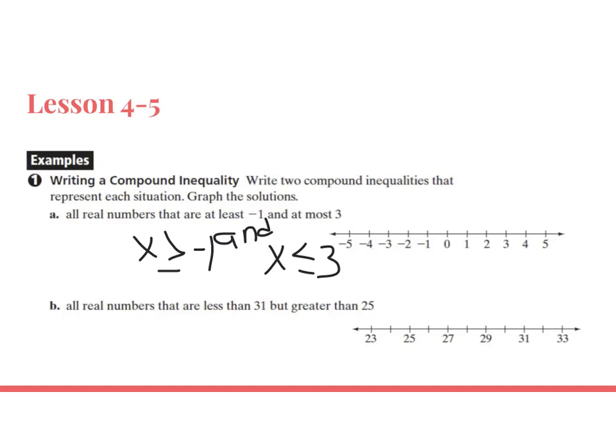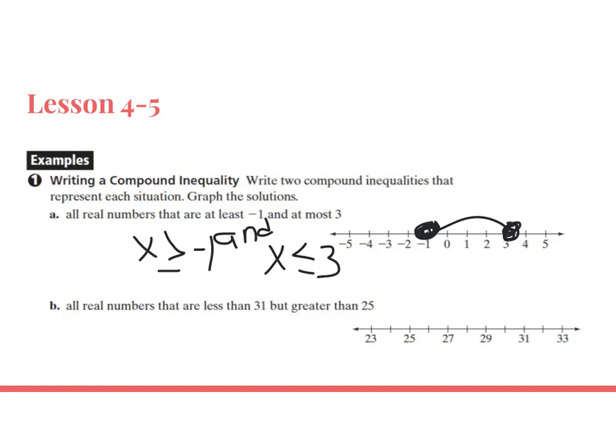So if we graph that, again, we're going to have our filled in circle here at -1. We're going to have a filled in circle at 3, and we're going to join those. We want a number that is basically between -1 and 3, including or inclusive there. This is an and situation or a compound inequality joined by the word and.